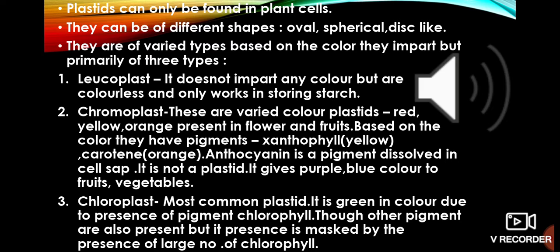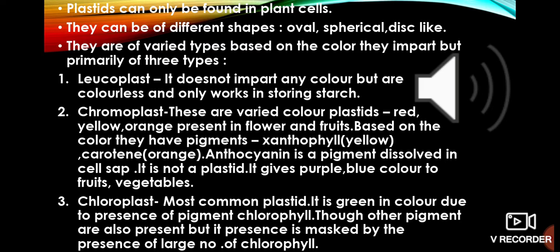The second type of plastid is chromoplast. Many flowers, the petals of flowers, and fruits have varied colors: red, yellow, orange. From where do these colors come? They come from chromoplast, as chromoplast consists of pigments which impart such colors. And what are those pigments? One is xanthophyll, which imparts yellow color, and the other is carotene, which imparts the orange color. Carotene can be found in carrots.